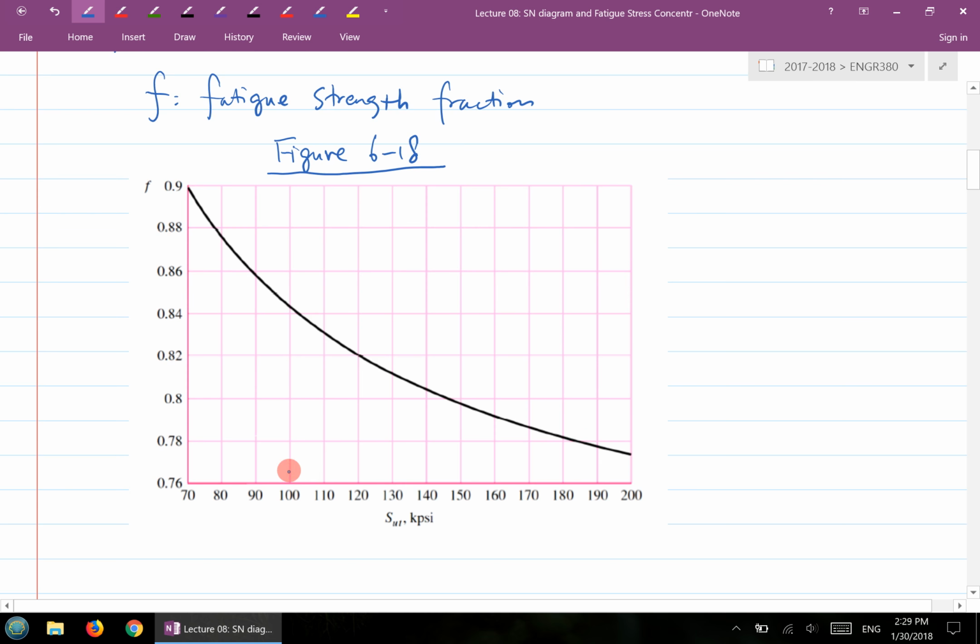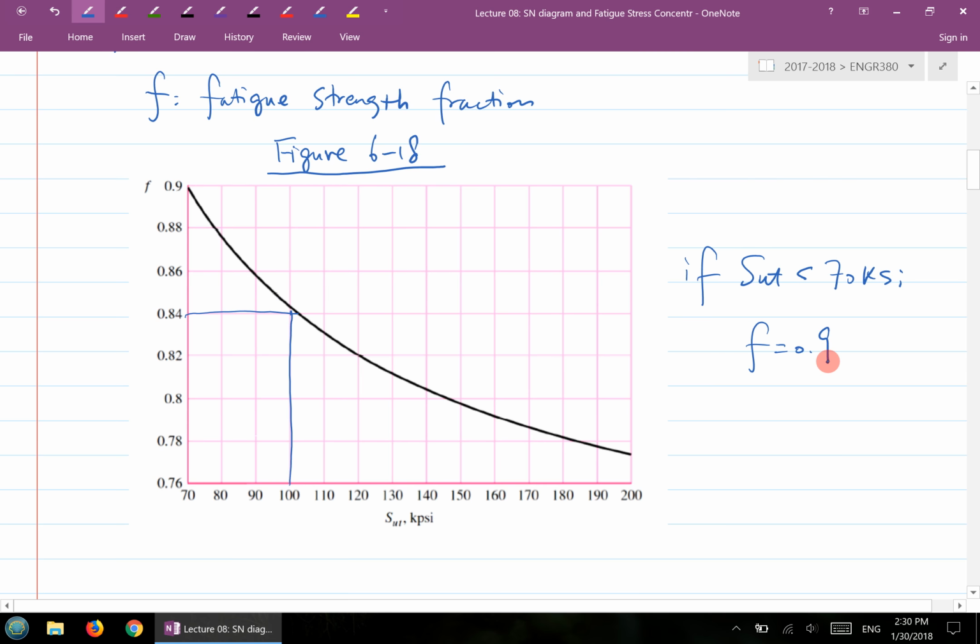Based on the given material, you draw horizontally, vertically, horizontally, then find f here. Okay, that's how you find f. Now this figure stops at 70. If SUT is less than 70 KSI, you can simply let f equal 0.9. So that is the small f value here. Is that good?